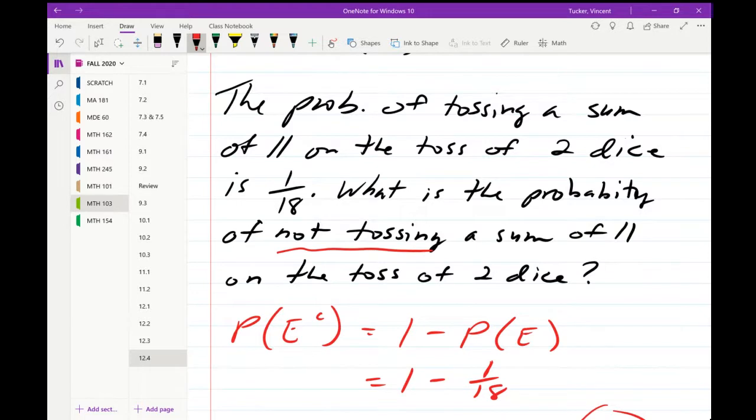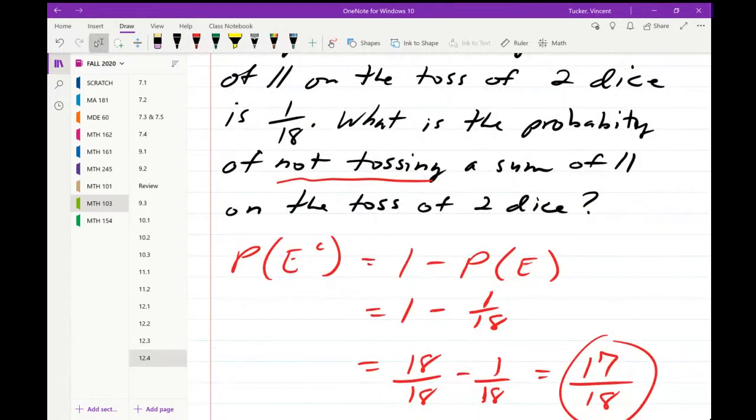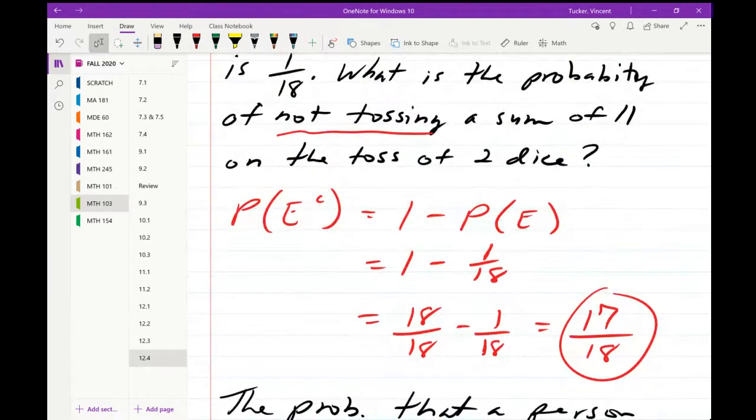a sum of 11. So we know the probability of tossing the sum of 11. We want to know the probability of not tossing the sum of 11. So we do 1 minus the probability of that, which is 1 over 18. And to do your fraction work, that 1 is going to convert into that denominator over itself, because remember, in order to add or subtract fractions, you need a common denominator. So 1 with a denominator of 18 is going to be 18 over 18. So 18 over 18 minus 1 over 18 will give you 17 out of 18.